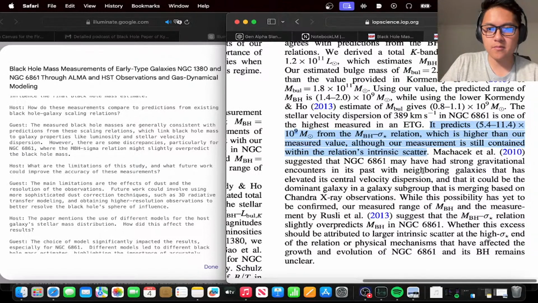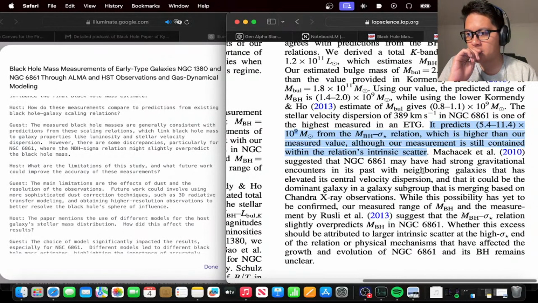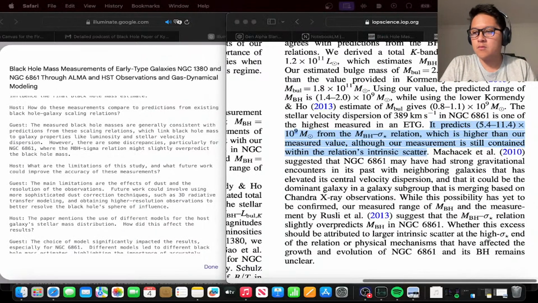What are the limitations of this study, and what future work could improve the accuracy of these measurements? The main limitations are the effects of dust and the resolution of the observations. Future work could involve using more sophisticated dust correction techniques, such as 3D radiative transfer modeling, and obtaining higher resolution observations to better resolve the black hole's sphere of influence.